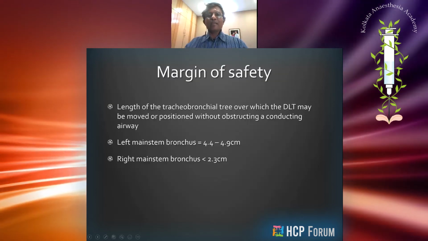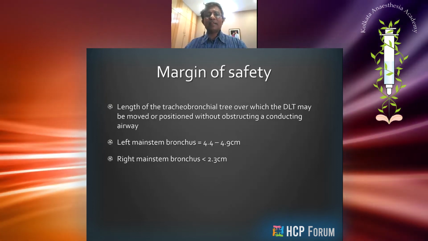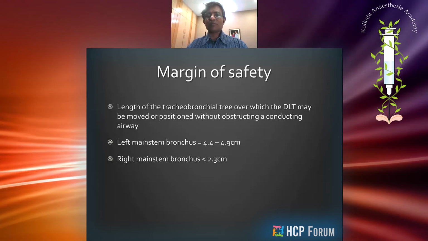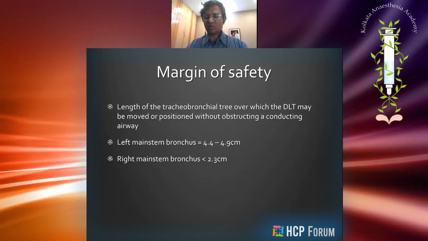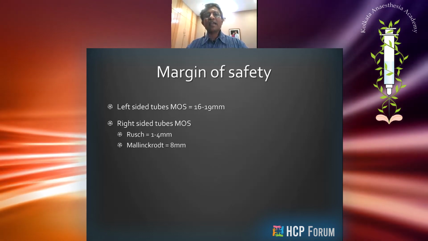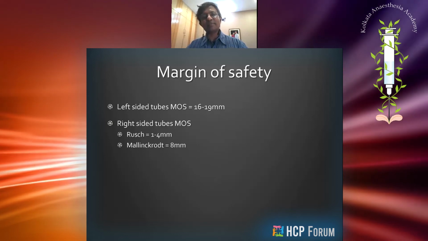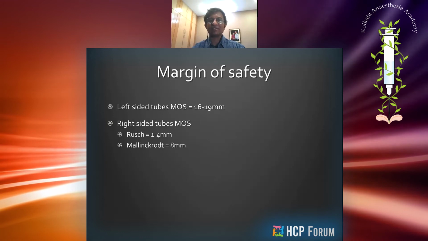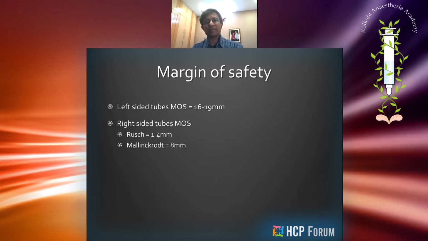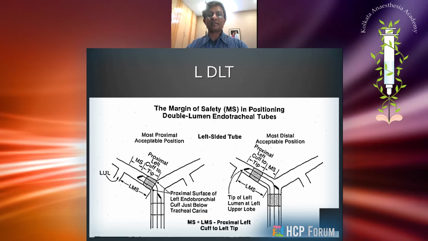This is again standard anatomy. The left mainstem bronchus is 4.4 to 4.9 centimeters, whereas the right mainstem bronchus is less than 2.3 centimeters. The margin of safety for the left-sided tube is 16 to 19 millimeters. For the right-sided tubes, the margin of safety is only 1 to 4 millimeters. For a Mallinckrodt, it is slightly higher because of the way the cuff is designed.